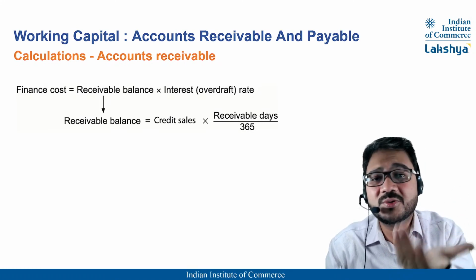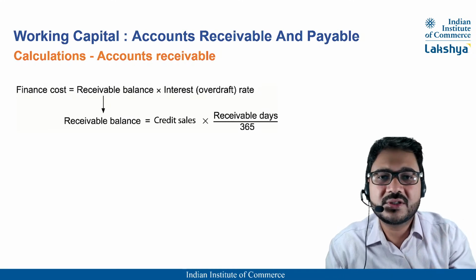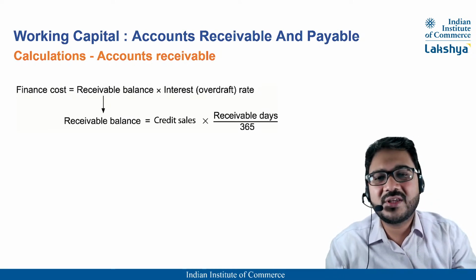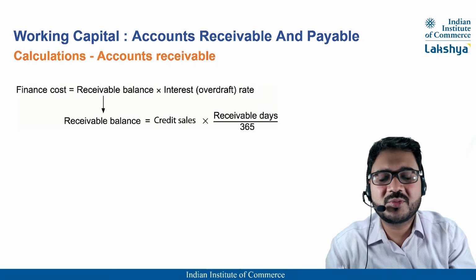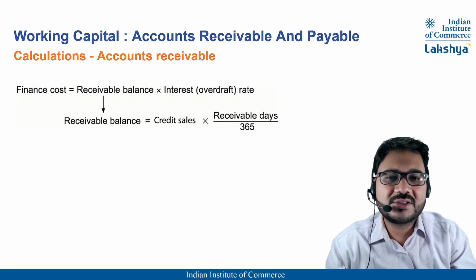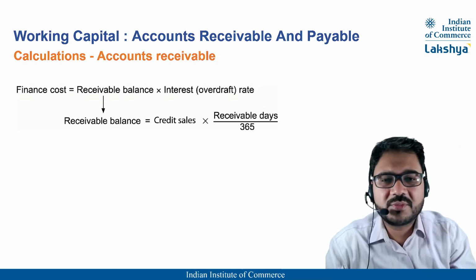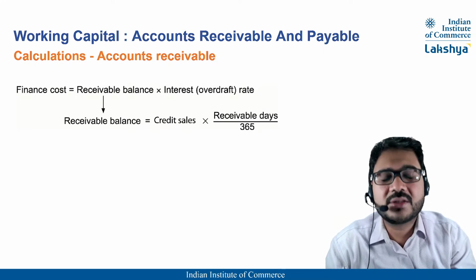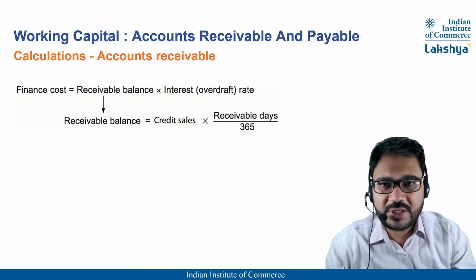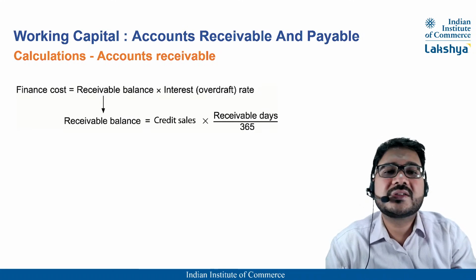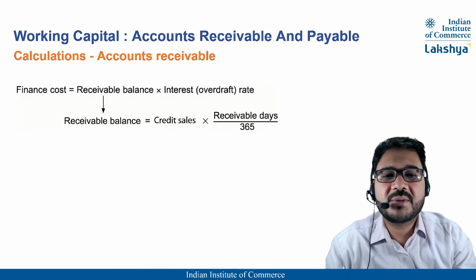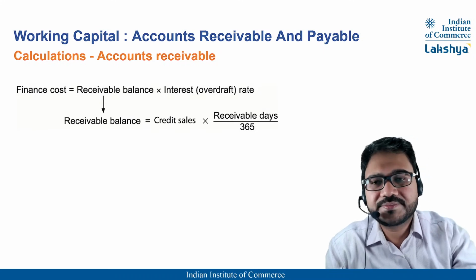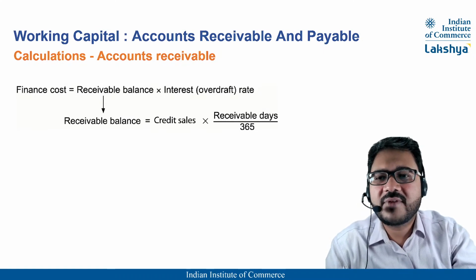Had it been in weeks, you would do divided by 52 weeks. It will be given in the exam. If nothing is given, you can assume 52 weeks. Or it could be in months, 12 months. Say receivable month is 1 month, then it will be 1 divided by 12. Say if it is 3 weeks, then it will be 3 divided by 52, right? So that's your finance cost.